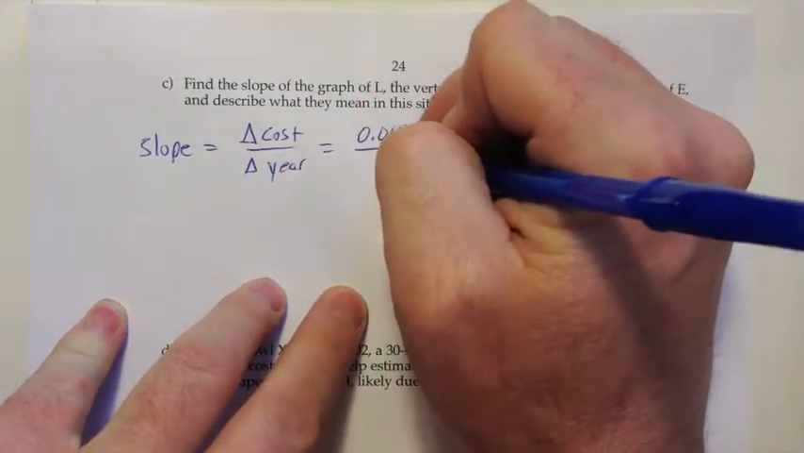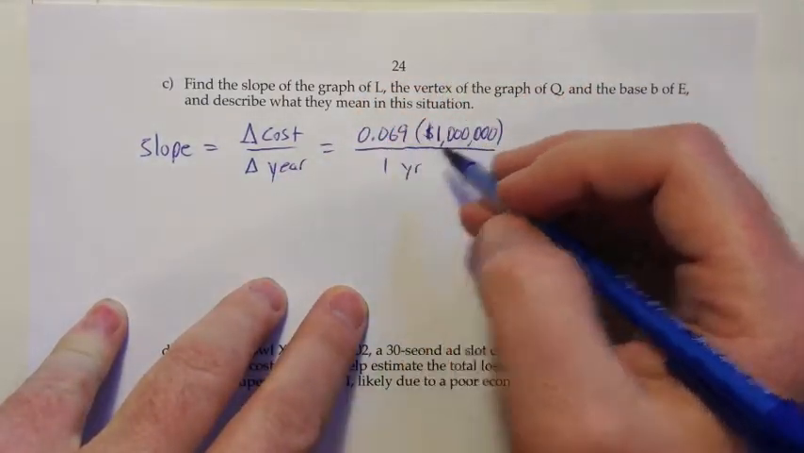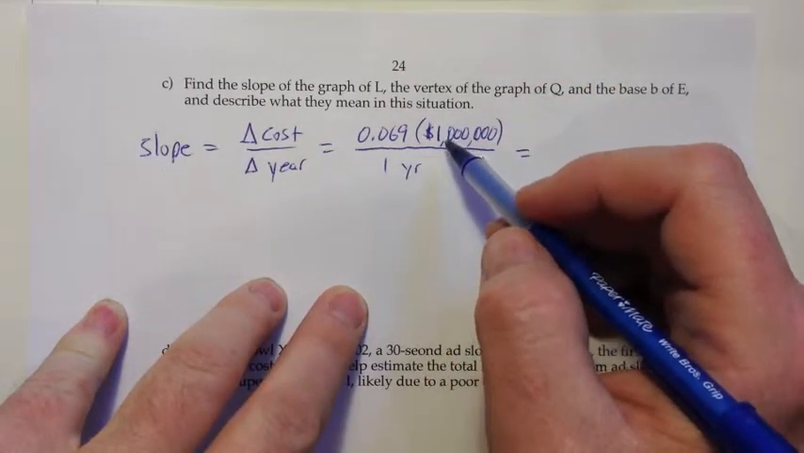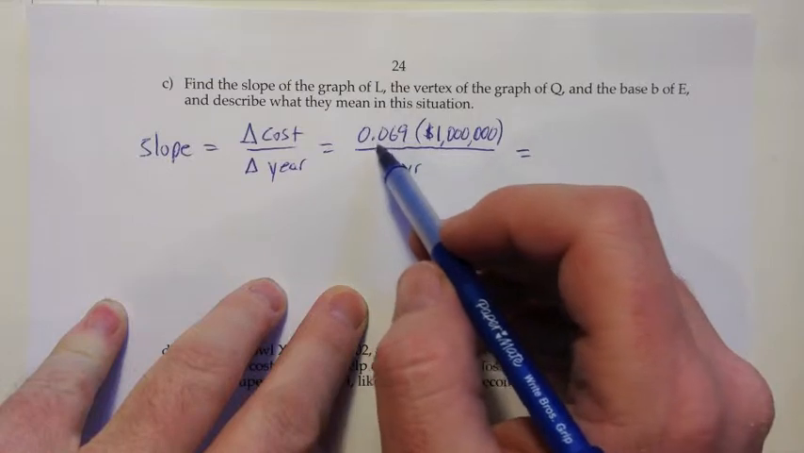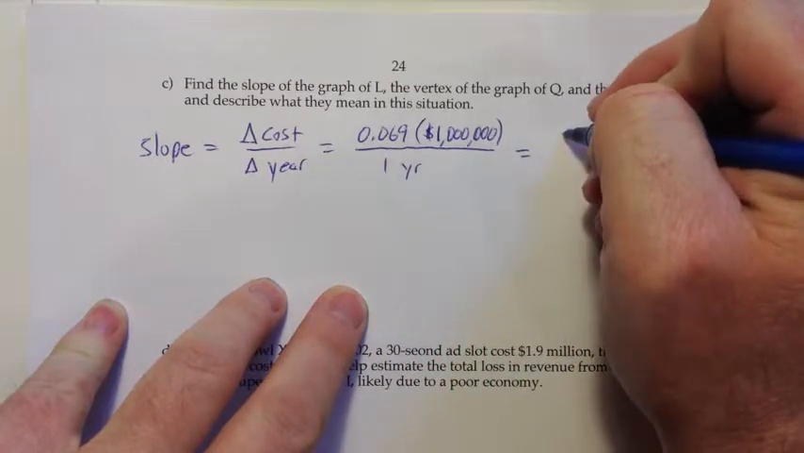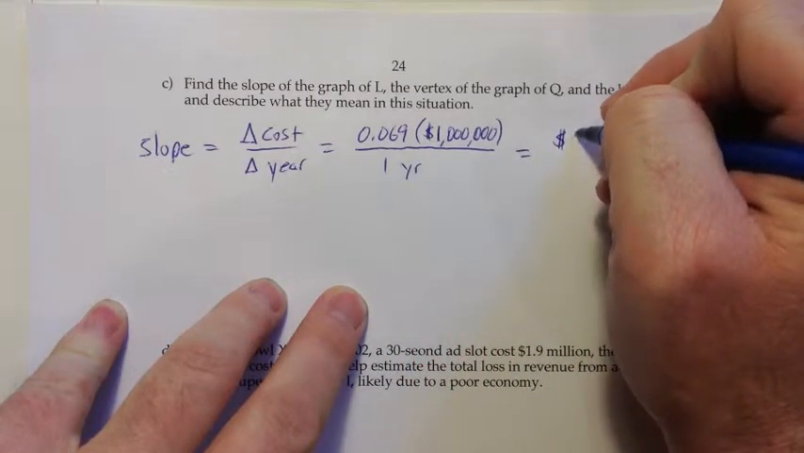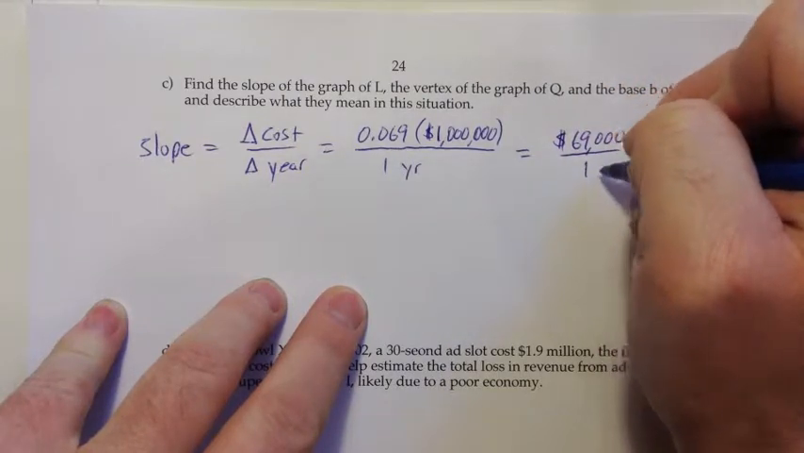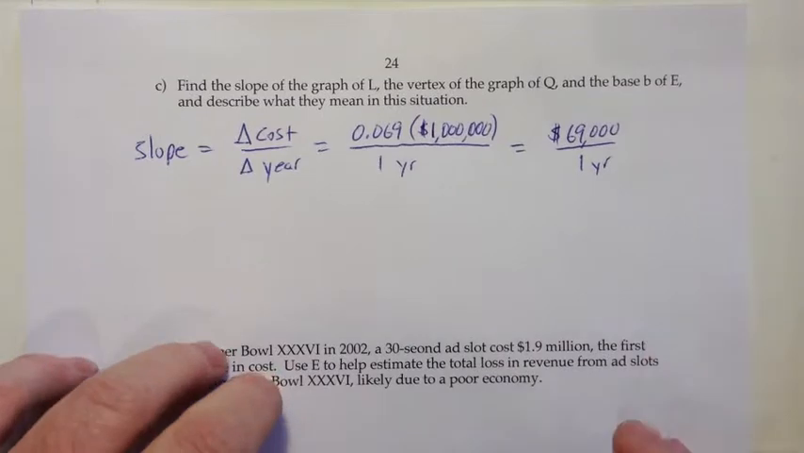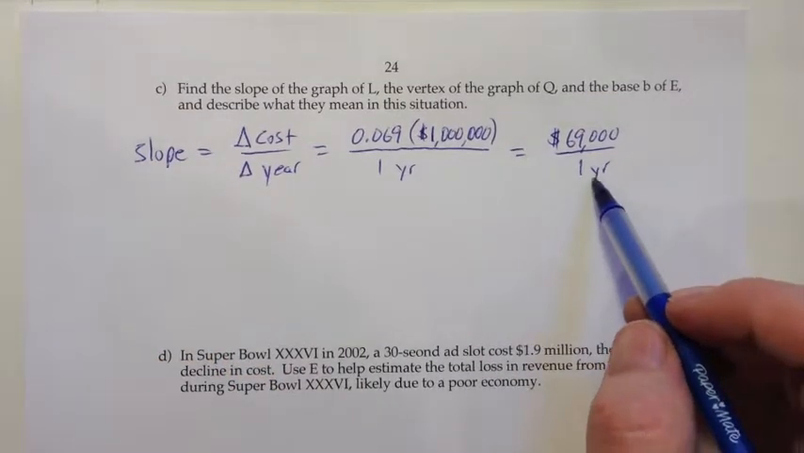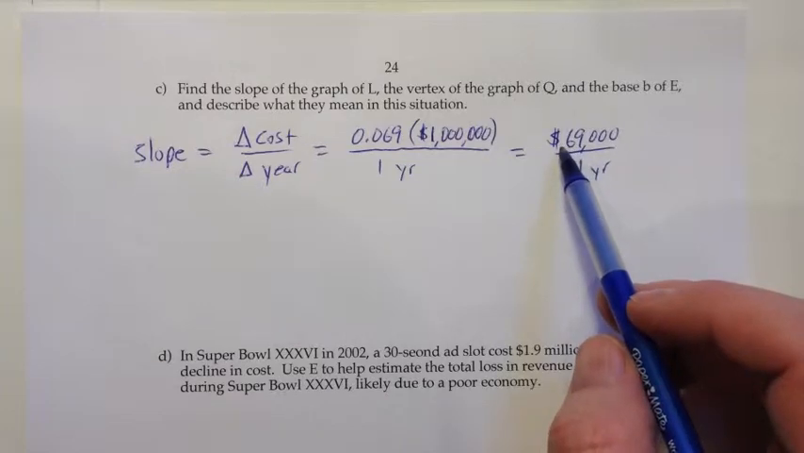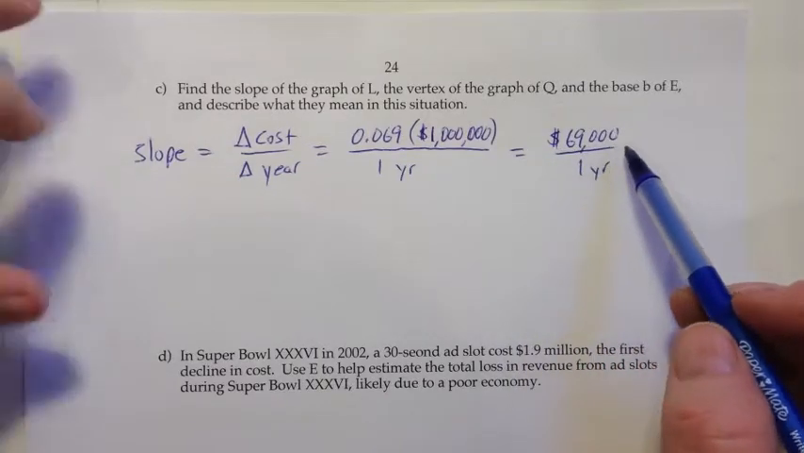And then the years, that's measured in year. So I would multiply by the million, which moves the decimal over 6 spots. And I'd put the dollar sign out front, so that becomes $69,000, and then over 1 year. So I would argue then that the interpretation is that for each additional year that goes by, the cost of a Super Bowl commercial is increasing by about $69,000.